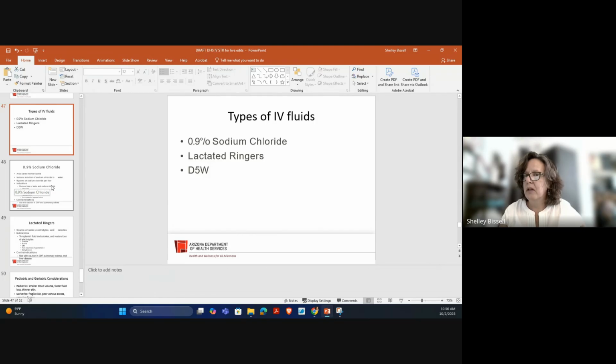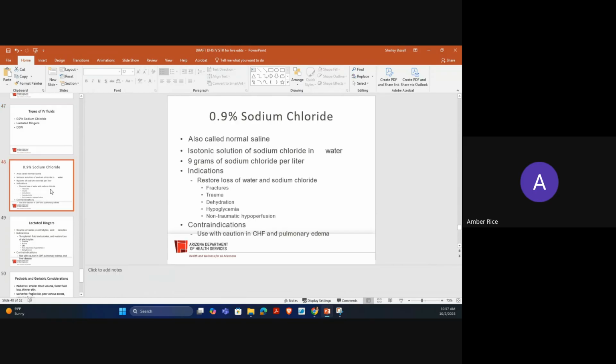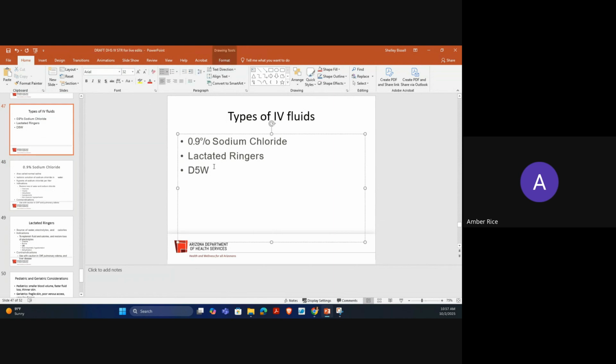Looks like you have a slide for each of the fluids except for D5W. Yeah, I was trying to remember if they're allowed to infuse that one. I think that was taken off sometime this year. I think so too. So I think we can probably take D5W off of that.